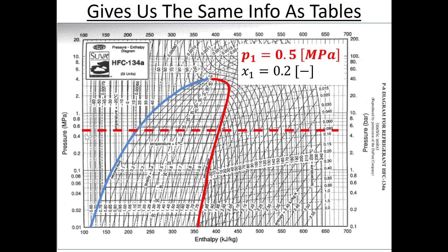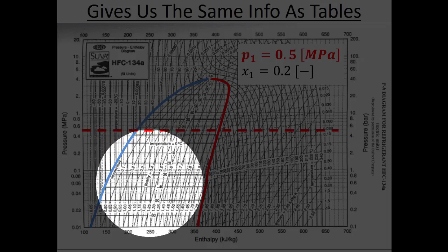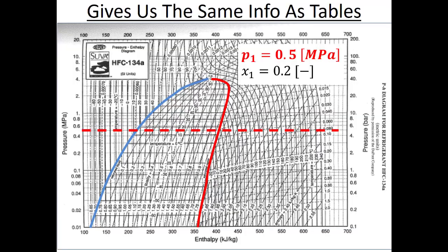Now I see that the quality is 0.2. Quality only makes sense to find under the vapor dome. I know it's hard to read here, but this says quality. I want 0.2, there's 0.4, 0.3, 0.2. So my constant quality line at 0.2 is this green line here. So my state point is at the intersection of these two lines.